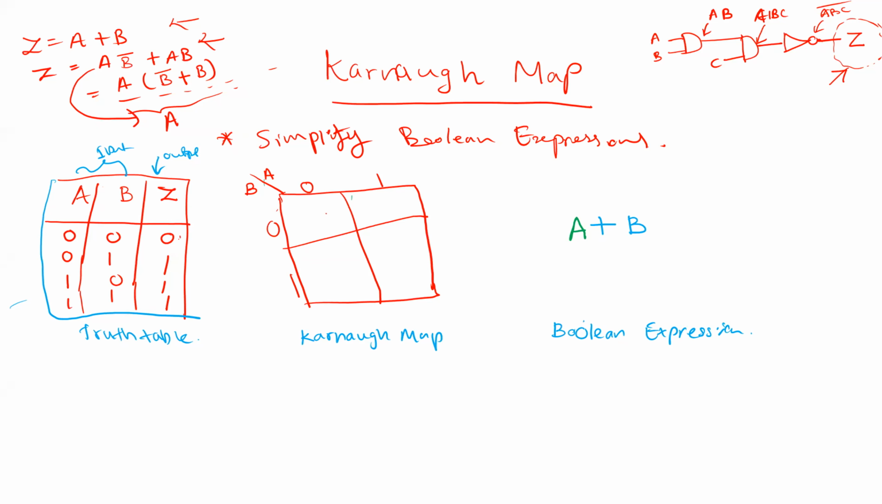What's the output? A0, B0, output is 0. Next one, A0, B1, output is 1. And next one, A1, B0, output is 1. And the final one, A1, B1, output is 1. Right? So this is how we can give the values inside this map.